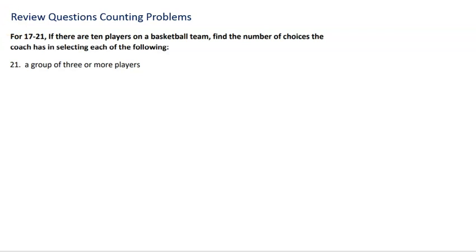Now for this problem, it asks for a group of 3 or more players. So a group of 3 or more players would be 3 players. You could have 4 players, 5 players, 6 players, 7 players, 8 players, 9 players, 10 players. You would have to calculate all of those separately. So that would be 10 choose 3, 10 choose 4, 10 choose 5, 10 choose 6, and so on, and there's an or, so you would add all those together.